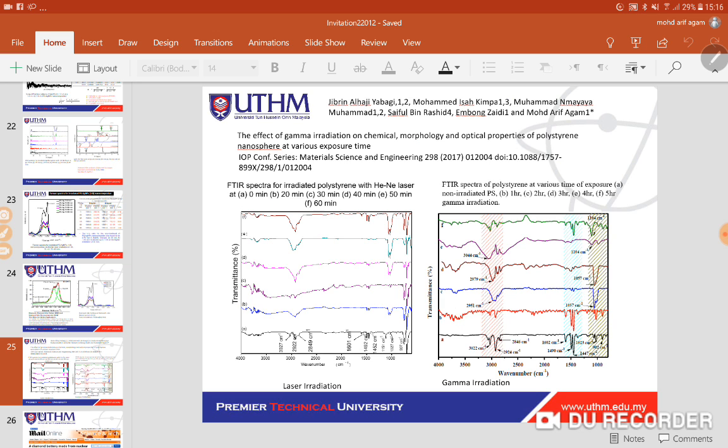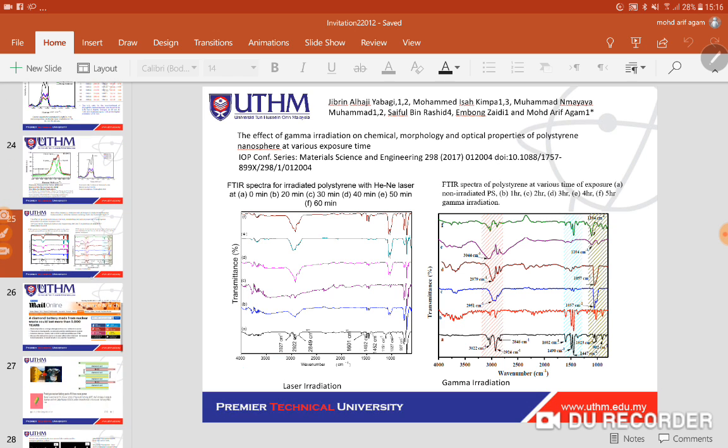we did also with gamma ray, and we found that the energy gaps can be tuned based on the dosage. This is laser irradiation, this is gamma irradiation, and you can see it behaves about the same, meaning that we can tune these materials towards, at the end, maybe becoming diamond-like carbon.